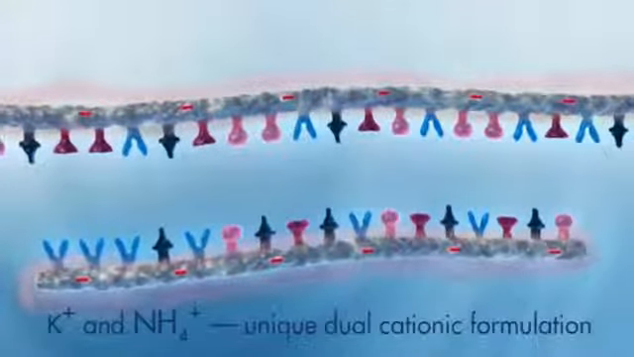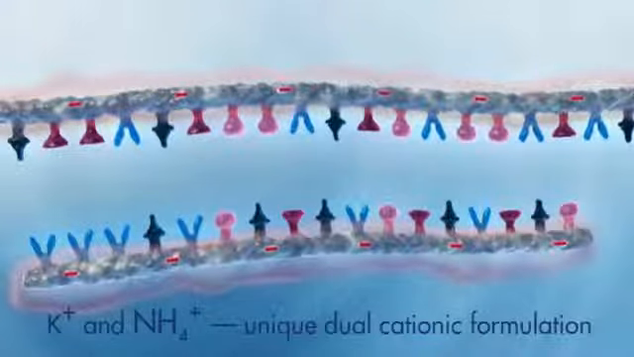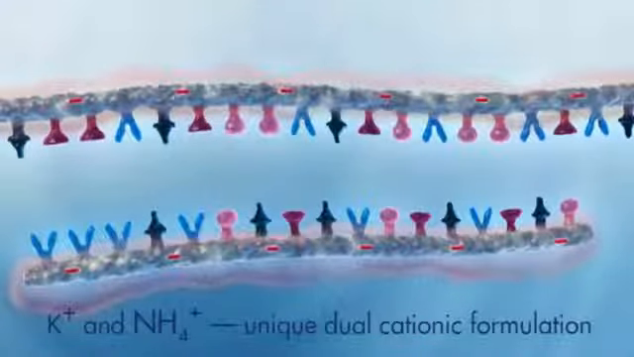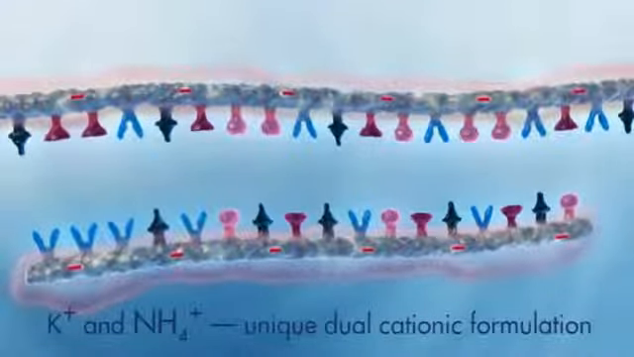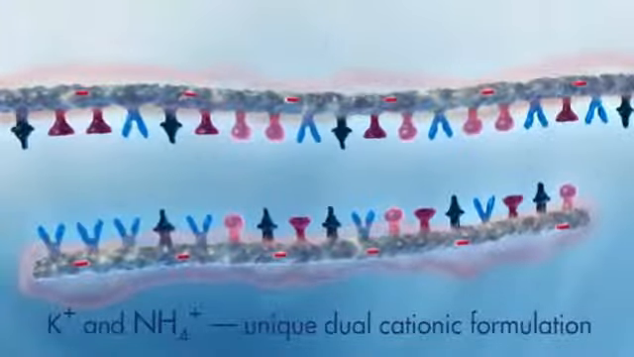QIAGEN has developed a PCR buffer with a unique dual cationic formulation. It consists of a balanced combination of K+ and NH4+ cations and has a strong influence on PCR performance. How does the dual cationic formulation work?